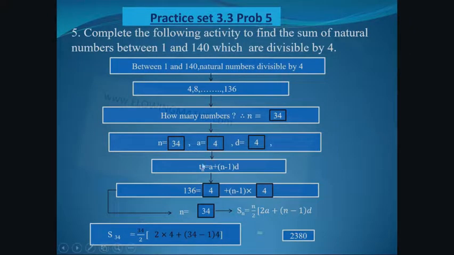How do you solve it? First, you find out the series. Then you know that Tn is this formula, so you calculate the value of n. Once you know n, once you know A, once you know D, you just put it into Sn and you get the value.